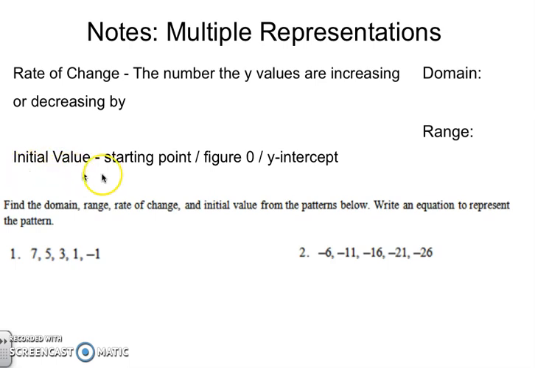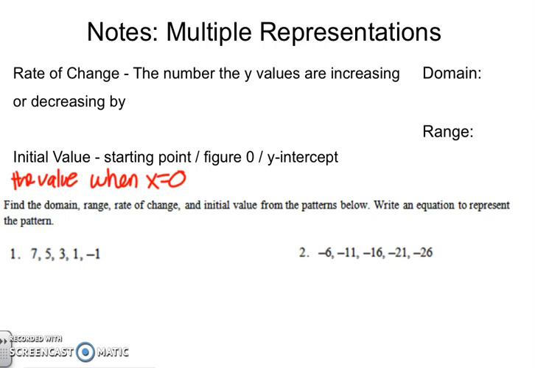Your initial value is going to be your starting point. That can also be called figure 0. That can also be called the y-intercept. It's also the value when x equals 0. So it's the value when x equals 0.